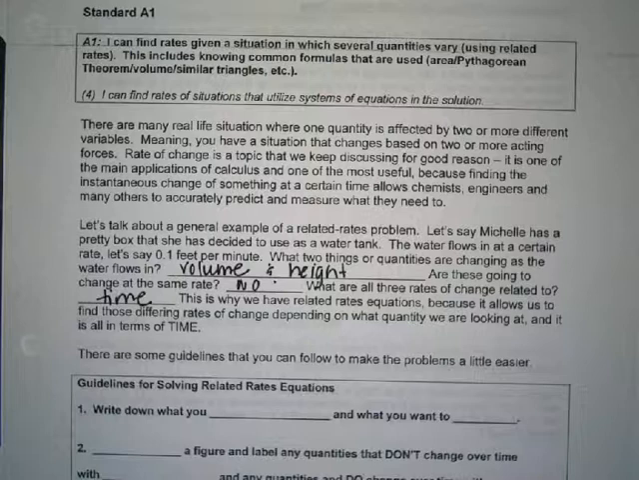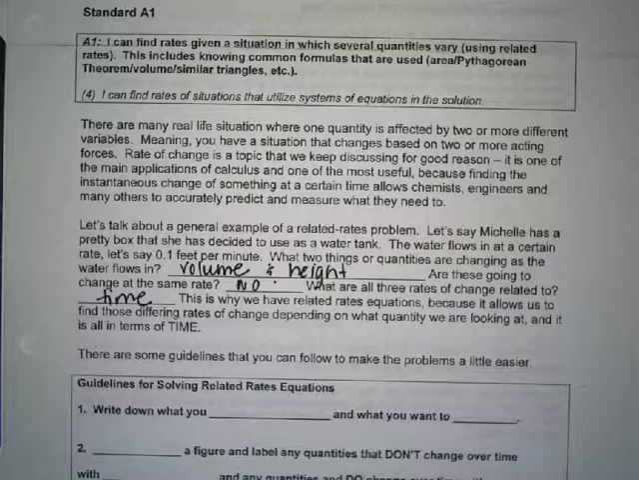So that's why we have related rates equations, because it allows us to find those differing rates of change depending on what quantity we're looking at, and it's all in terms of time. Because time is independent of anything, and everything relates to time in these problems. So that can be our baseline that we compare stuff to.